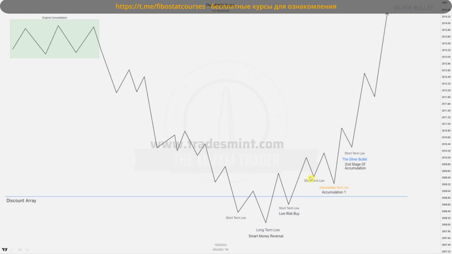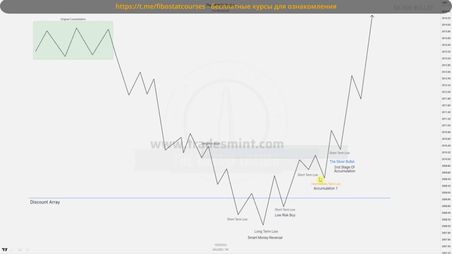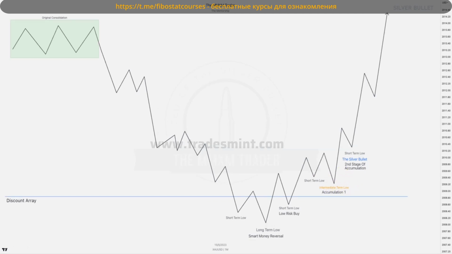We are waiting for that short-term low after the low risk buy to get raided, and then we form that intermediate term low. So we expect price not to exceed this intermediate term low once again. We call that a protected low. So in anticipation of that intermediate term low forming, we can see the second stage of distribution forms after we form that intermediate term low.